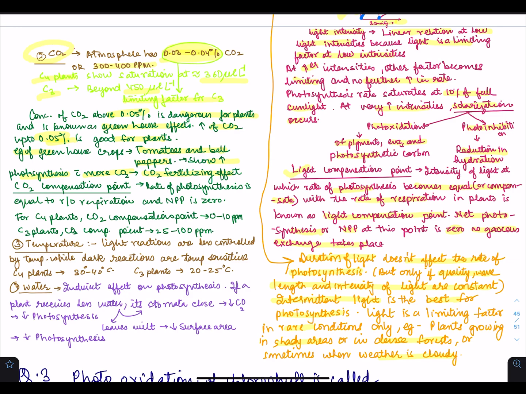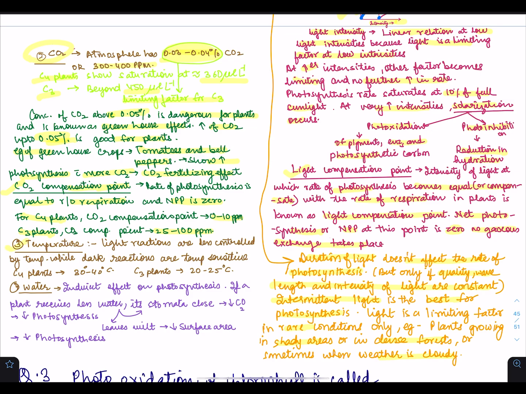Coming to carbon dioxide compensation point. Rate of photosynthesis is equal to rate of respiration and NPP is 0. This is known as carbon dioxide compensation point. For C4 plants, carbon dioxide compensation point is 0 to 10 ppm. C3 plants, it is 25 to 100 ppm.